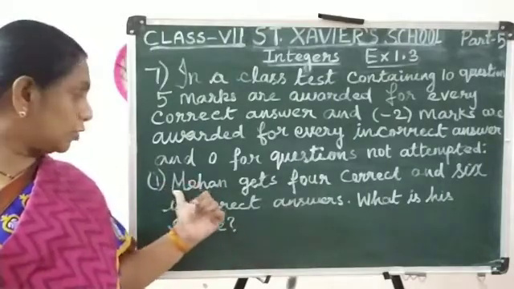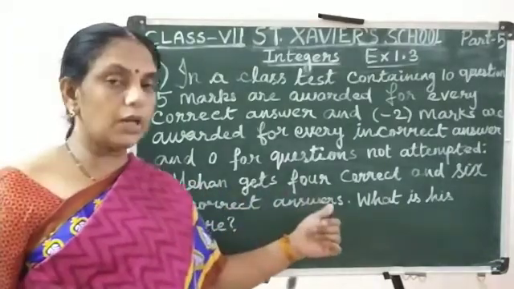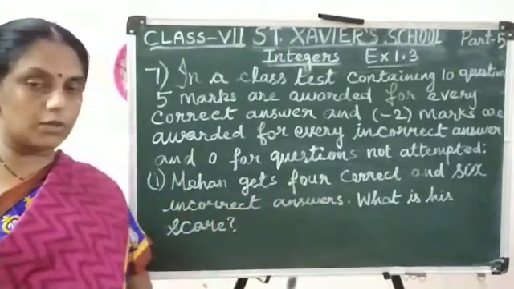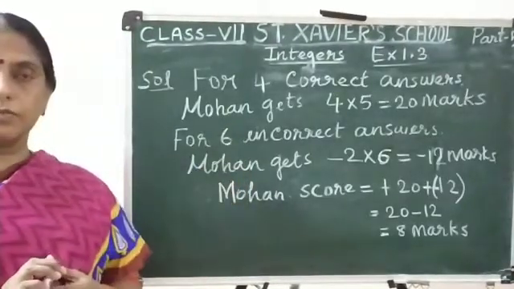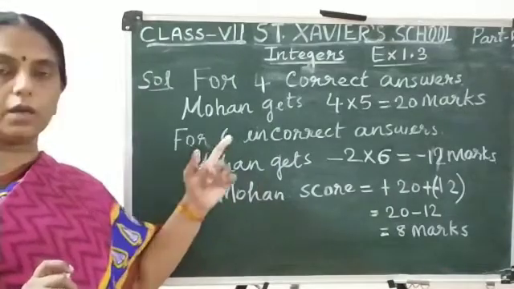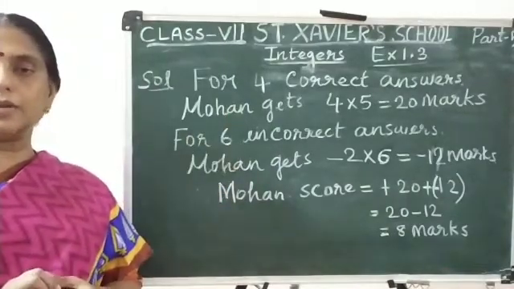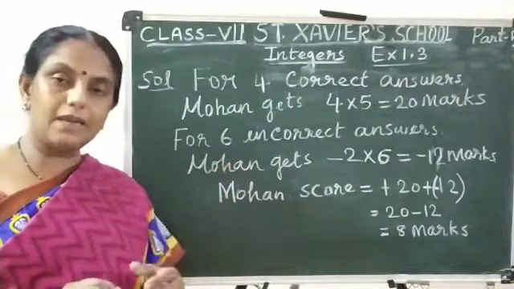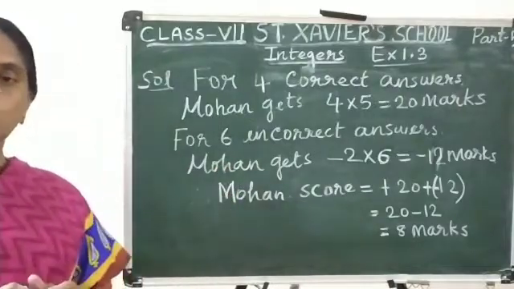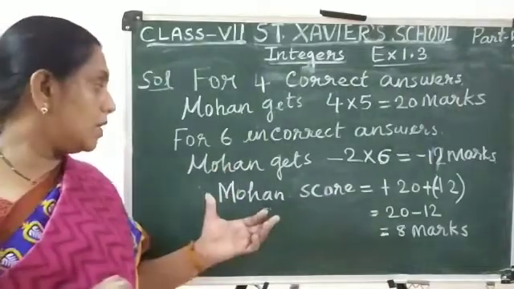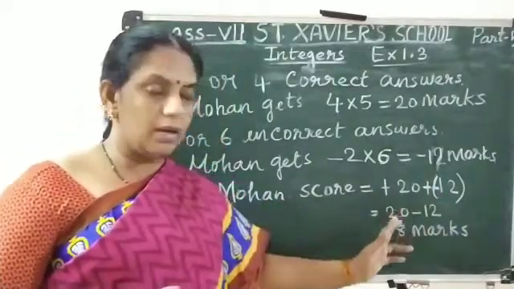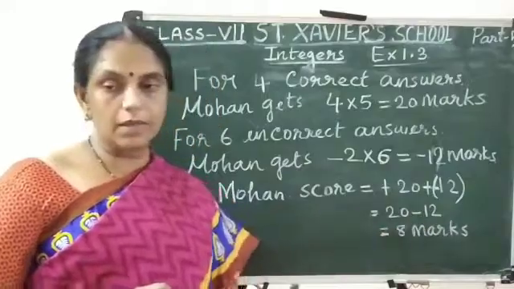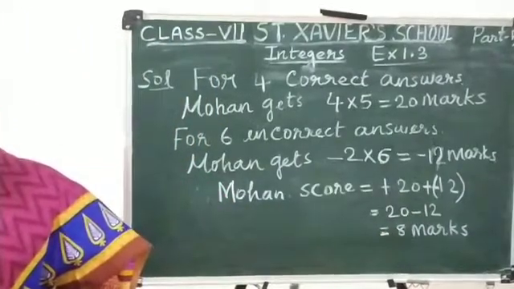So first one is question. Mohan gets 4 correct and 6 incorrect answers. What is his score? Answer for this is, for 4 correct answers, Mohan gets 20 marks. 4 5s are 20. And for 6 incorrect answers, he got minus 2 into 6 is minus 12 marks. Therefore, Mohan's score is plus 20 plus of minus 12. So 20 minus 12, that is equal to 8 marks.